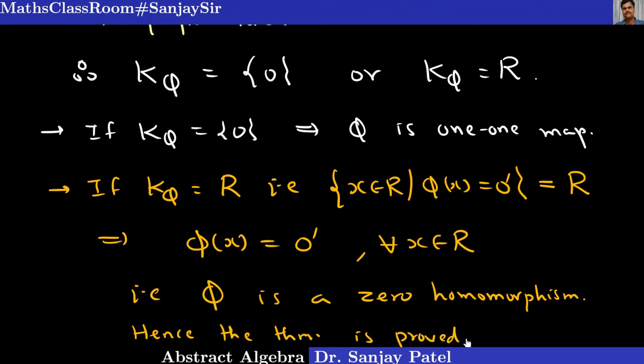What I have proved is if a homomorphism is defined on a field, then there are only two possibilities for that homomorphism: it is either a zero homomorphism or it is always a 1-1 mapping. So these are interesting results related to the kernel of homomorphism. With this, we come to an end of this lecture. And in the next video, we are going to discuss the most important result about homomorphism of rings, and that is known as the fundamental theorem of homomorphism. So till then, goodbye and thank you.